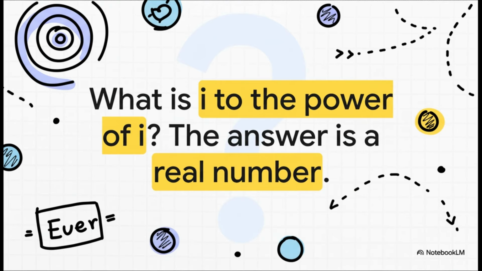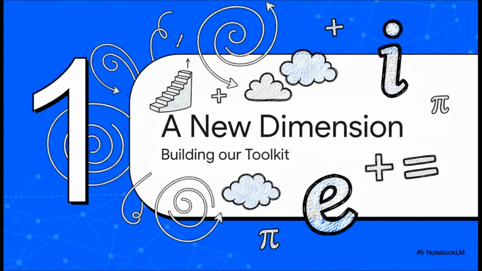Our central mystery for today is this question right here. What in the world is i to the power of i? I mean, logically, you think the answer has to be complex or imaginary, right? But the truth is so much stranger. The answer is a real number, and by the end of this, you're going to understand exactly how that's even possible.